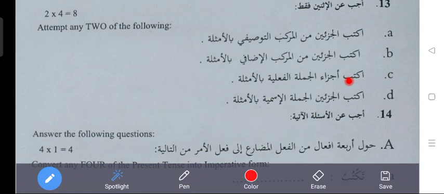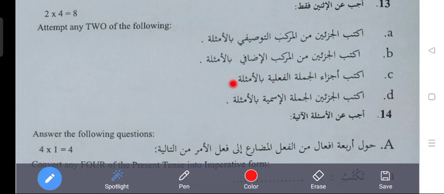He is asking Uktub Ajza al-jumlatil failiya, write the parts of the verbal sentence, bil amthila, with examples. So first we have to write Ajza al-jumlatil failiya, parts of the verbal sentence, as the heading in the answer sheet. What are the parts of the verbal sentence? There are 3 parts. First part al-fi'lu, second part al-fa'ilu, third part al-maf'ulu. Then give the heading al-amthila.